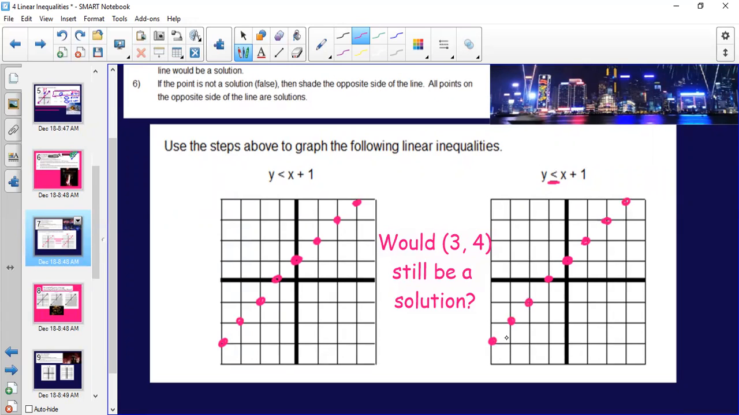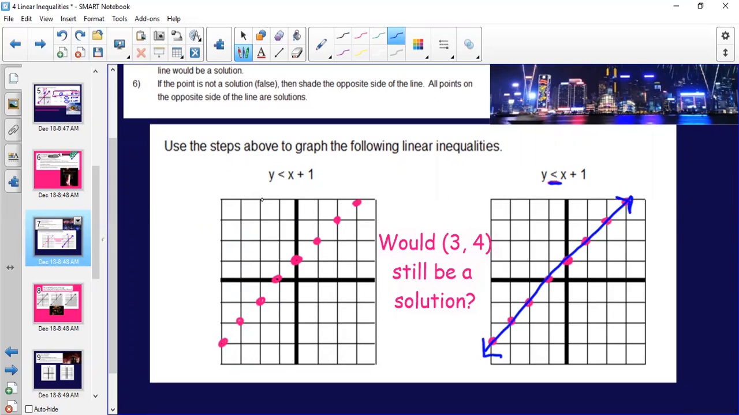Okay. Again, I said don't connect the dots right away. We have to either do a solid or a dotted line. Okay, solid means that the line is part of our solution. So if it's equal to, that line is part of the answers.